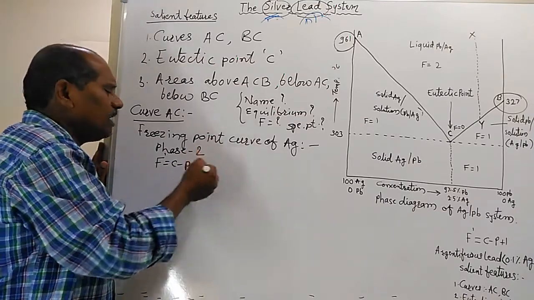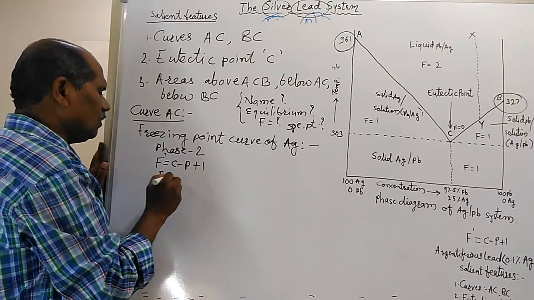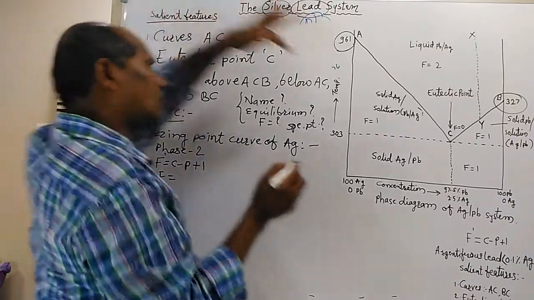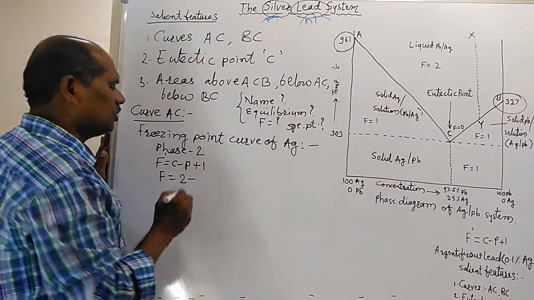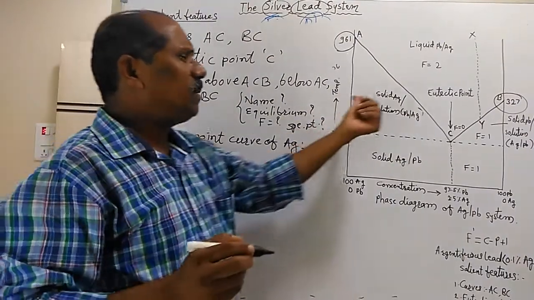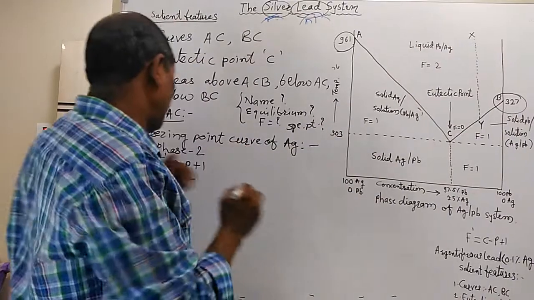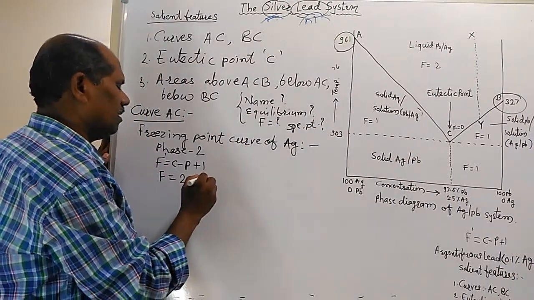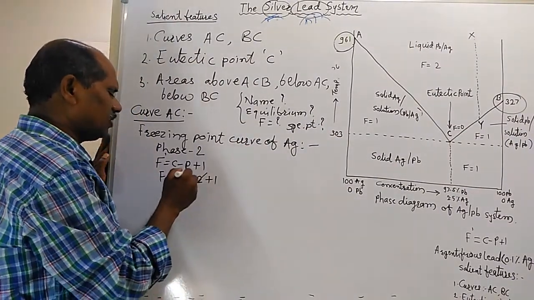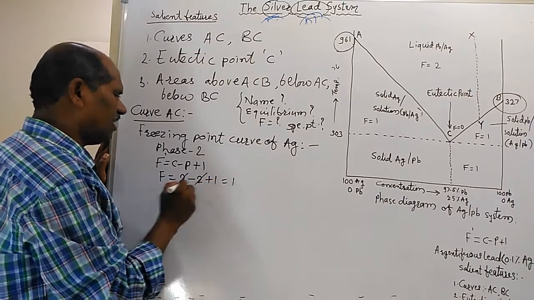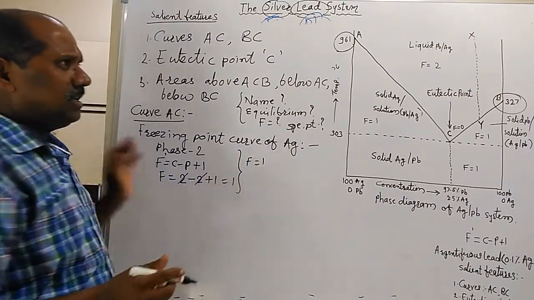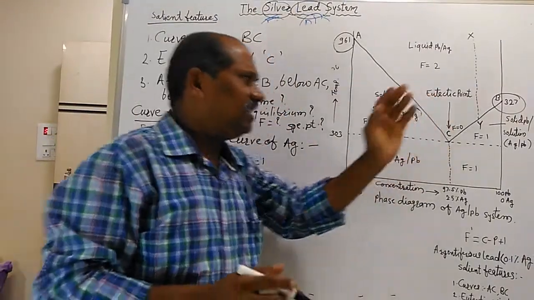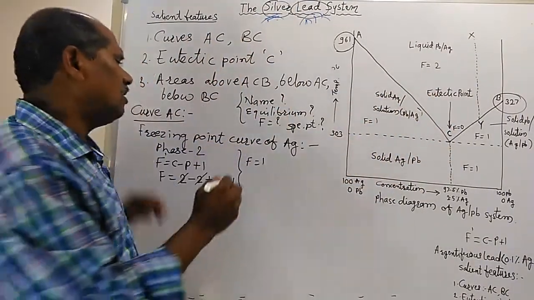In this case, we are using the plus 1. Therefore, F is equal to how many components? There are two components, that is silver and lead, 2, minus number of phases. There are two phases, liquid phase and solid phase, minus 2 plus 1. Plus 2 minus 2 will be cancelled and the remaining is 1, that is F is equal to 1. Means the degree of freedom along the curve AC is 1 and the system is monovariant.